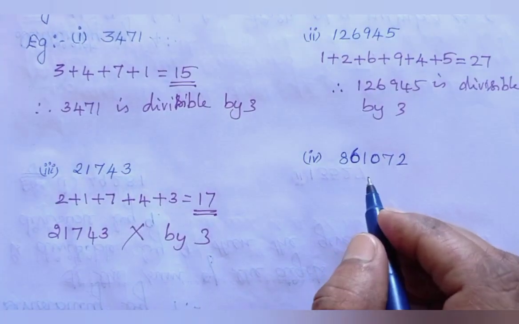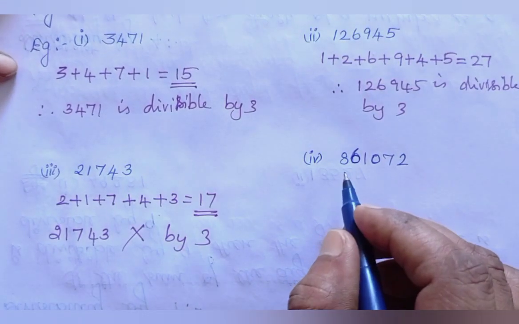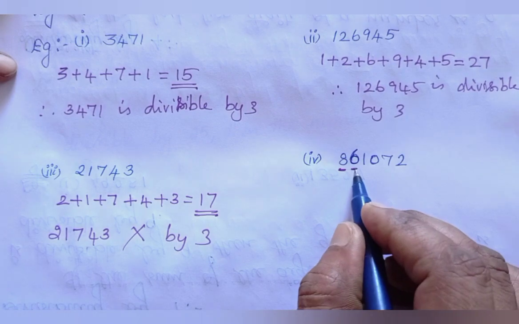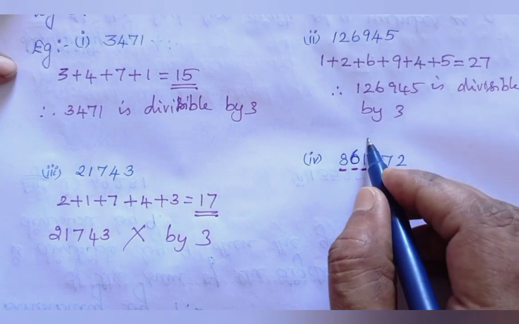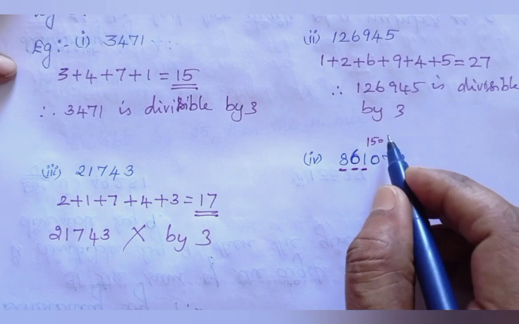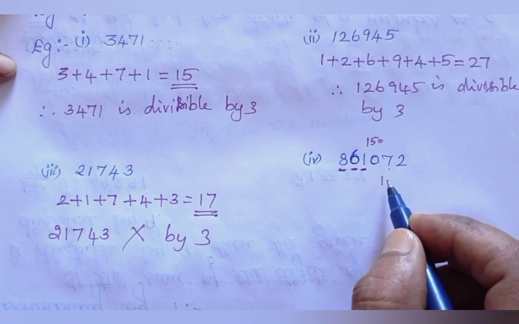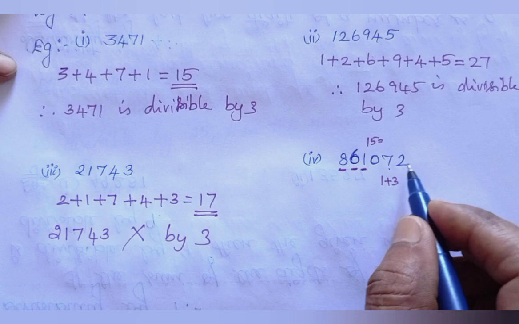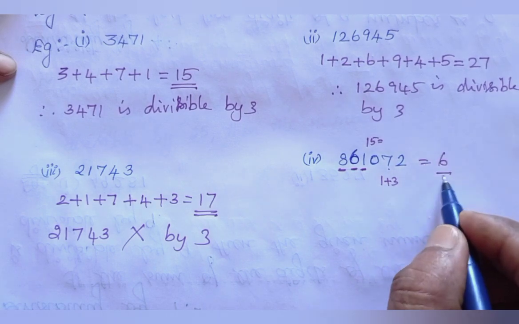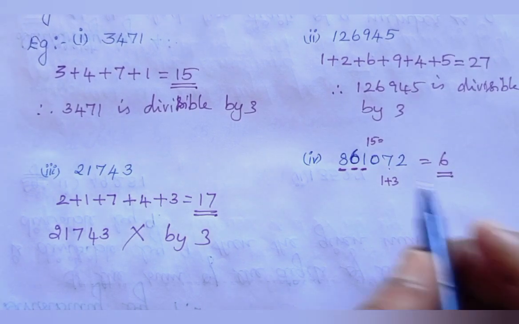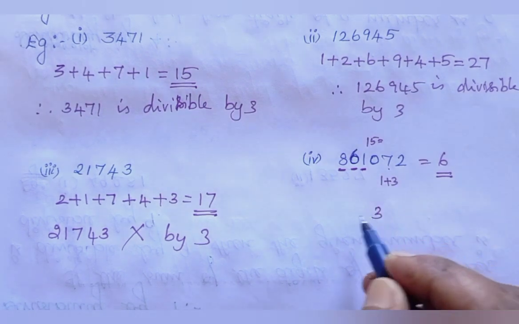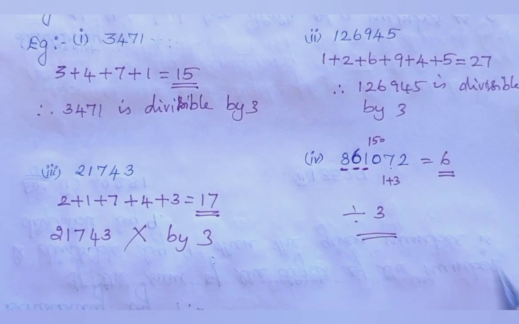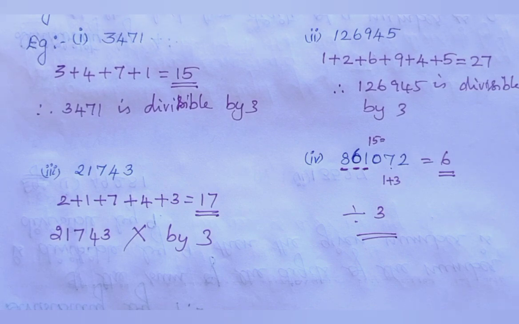Similarly, for 8,61,072, we have to find the sum of the digits. 8 plus 6 is 14, 14 plus 1 is 15. We can change this 15 as 1 plus 5, 6, 6 plus 7 is 13. Again, 13, 1 plus 3 becomes 4, 4 plus 2 is 6. So, this 6 is divisible by 3. Therefore, 8,61,072 is divisible by 3. Okay, so that's all the divisibility rules of 3.